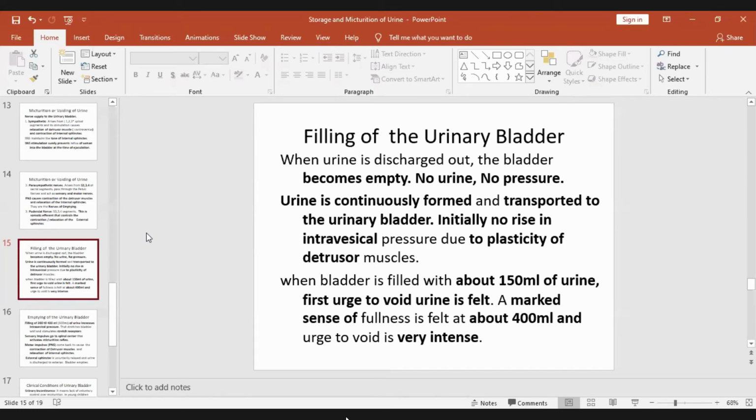Now say you are sitting in the class and you have collected 150 ml of urine in the bladder. You develop a desire, but you cannot go, so you suppress it, and the pressure again decreases by the plasticity. But when it reaches the level of 400 ml, the intense desire to pass urine develops. Intense desire develops, but it is still not painful.